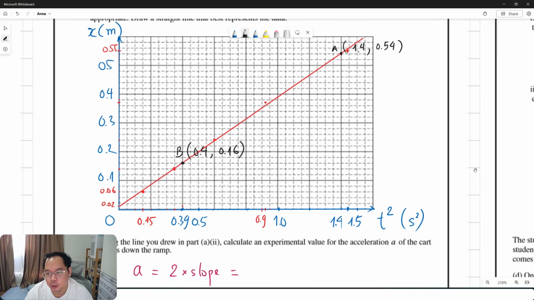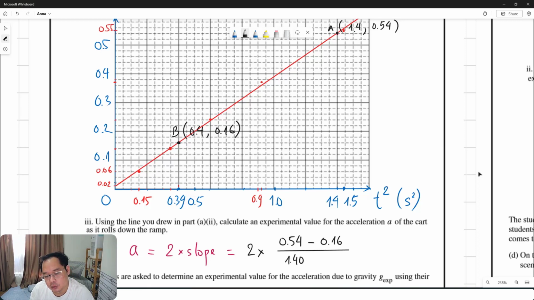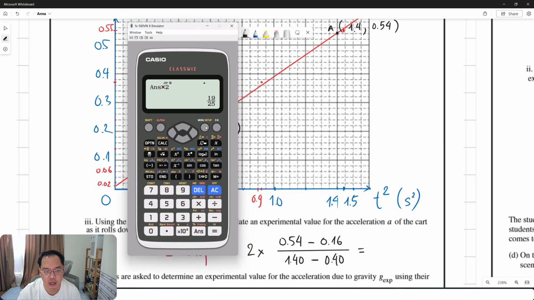Now we can calculate the slope, taking the rise delta y over the run delta x. And do not forget to multiply 2 in front of it. The rise is 0.54 minus 0.16, and the run is 1.40 minus 0.40, and we have the acceleration. We need to round it to 2 decimal places or 3 significant figures, which is 0.76.